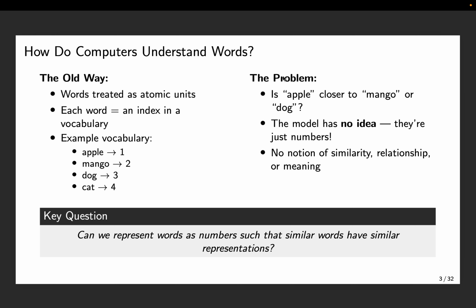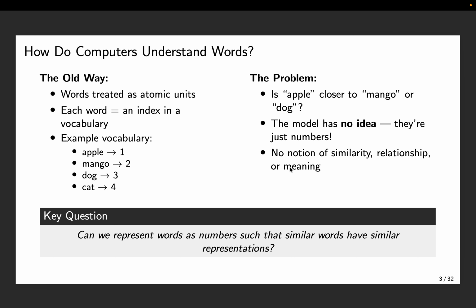Now here is the fundamental problem with this. If I ask the computer, is apple more similar to mango or more similar to dog? The model has absolutely no idea, because to the model apple is just the number 1, mango is 2, dog is 3. They are all equally far apart. There is no relationship encoded anywhere. This is a huge limitation.